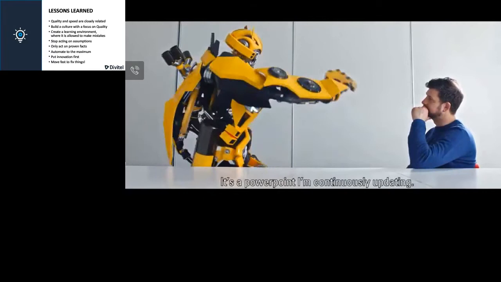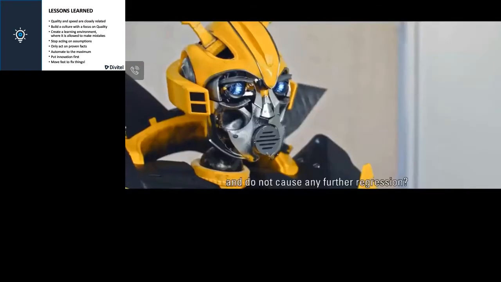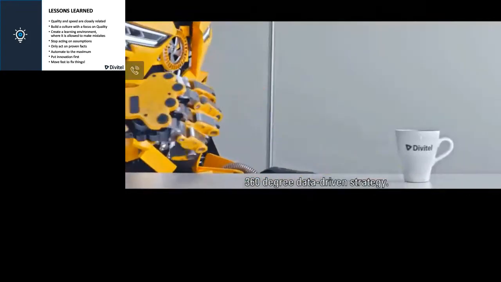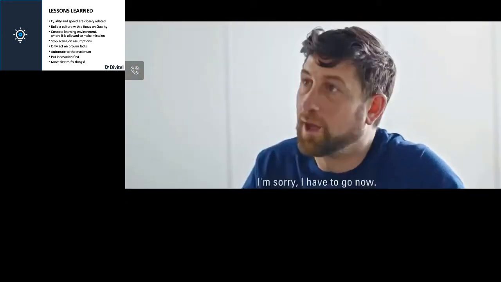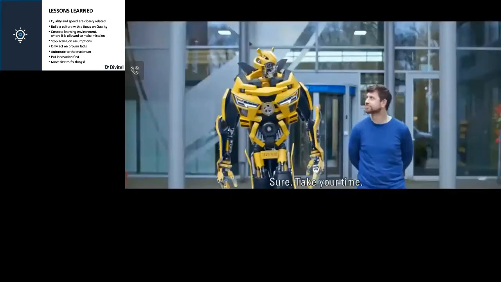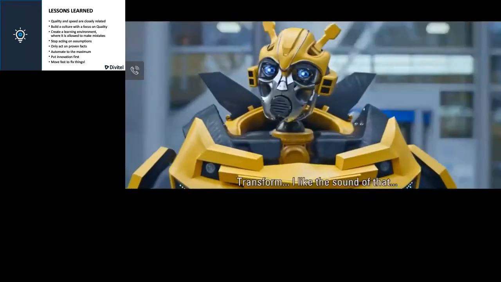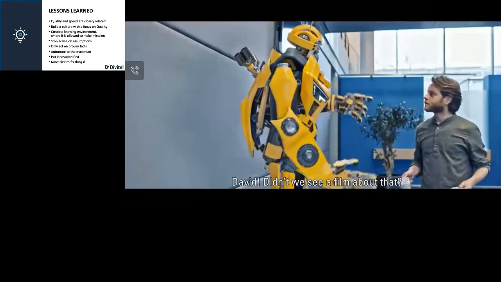It's a PowerPoint I'm continuously updating. Didn't finish the design yet, but the data is accurate. Very impressive. But how do you ensure that any improvements you make are actually the right ones and do not cause any further regression? We apply a silo-smashing, 360-degree data-driven strategy. Sugar? Oh, I'm sorry, I have to go now. This looks very promising, and I'll be back soon, okay? Sure, take your time. Keep an eye on your inbox. Our offer will transform your operations. Transform. Outside of that, transforming. Transformers. David, didn't we see a film about that?